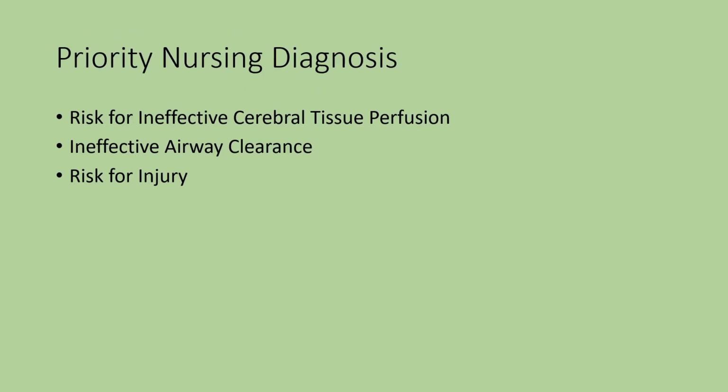So the takeaway from this video, after all the nursing diagnoses that we reviewed, is that the priority nursing diagnoses for you to really focus on are the risk for ineffective cerebral tissue perfusion, ineffective airway clearance, and risk for injury.